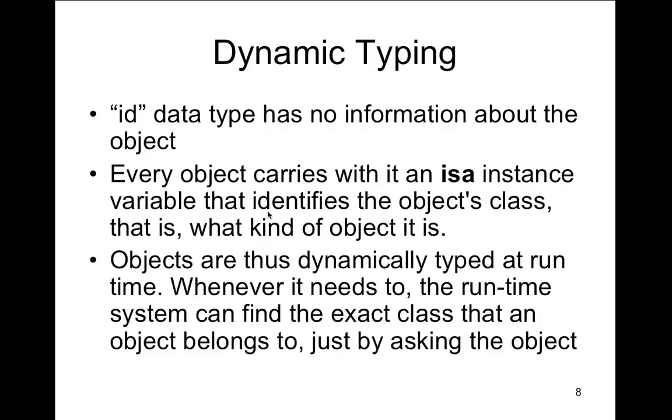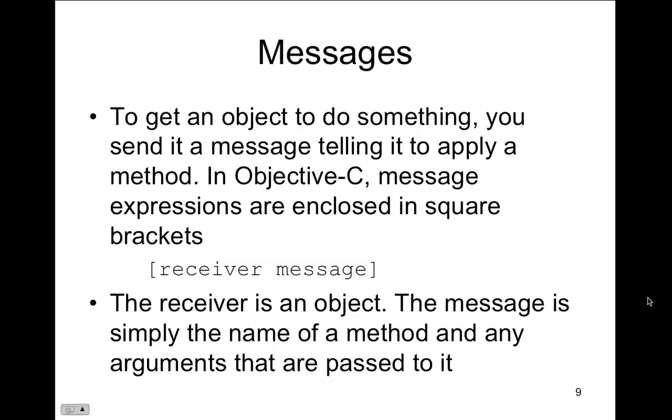All right. So every object carries an isa relationship. The objects are thus dynamically typed at runtime. Whenever it needs to, the runtime system can find the exact class that an object belongs to just by asking the object what it is. And you can get back, I'm a this, I'm a that. What do you need that for? Well, it's hard to keep track of objects, essentially. And in C++, it's there.